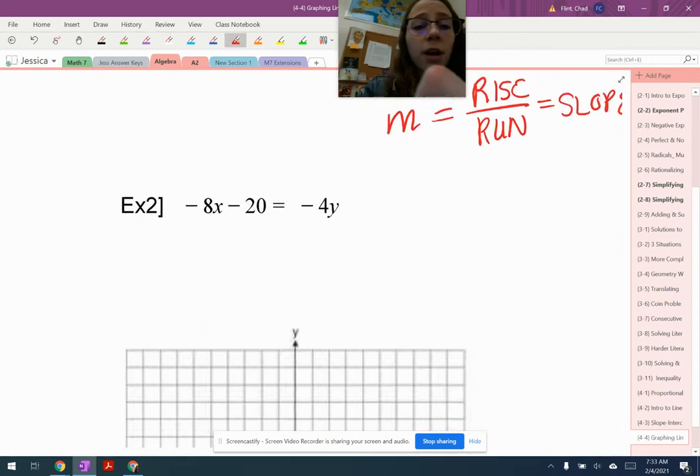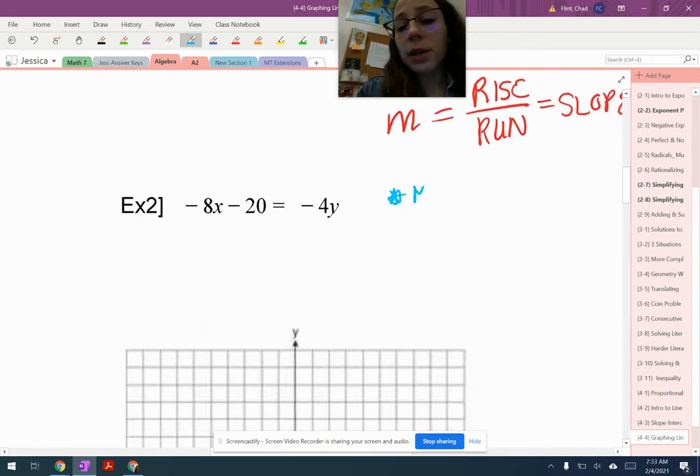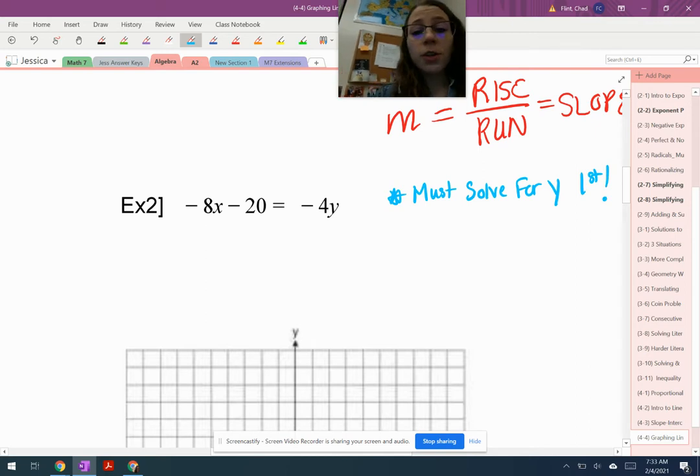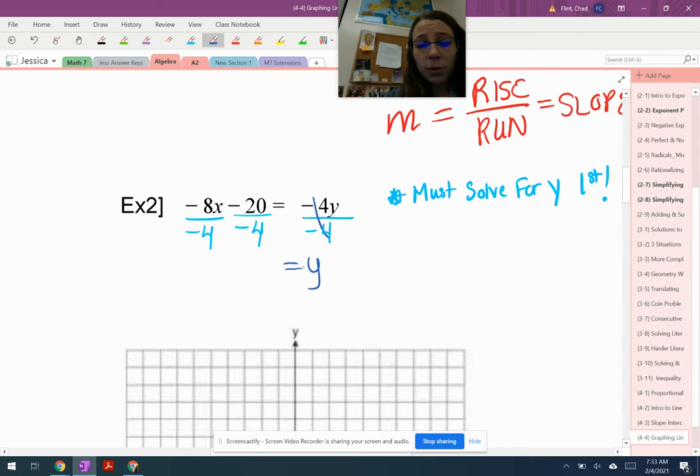So starting off, just making a note of that, we must solve for y first. The y is being prevented from being alone by that multiplication of a -4. So I'm going to go ahead and divide all of those pieces by -4 to isolate it. I'm left with y equals -20 divided by -4 is a +5, and -8, and again, remember, this is my slope piece, so I want this to be a fraction.